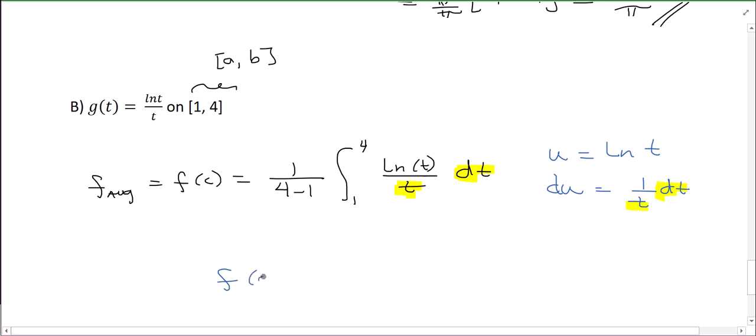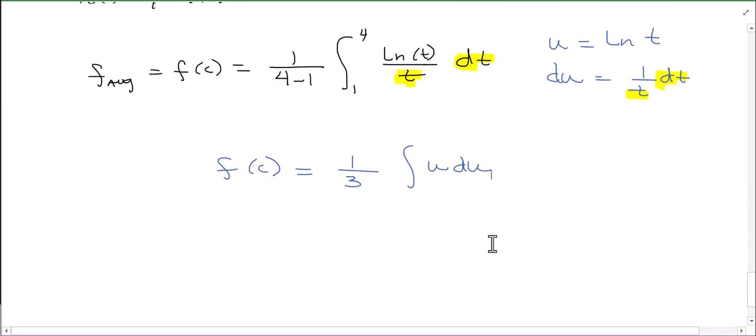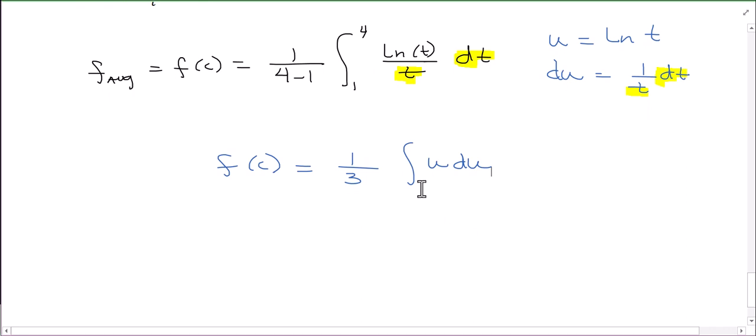So now we can say, what is the new integral? Our f of c will be 1 over 3, right? 4 minus 1 is 3. And the integral of u du. And here again you have the option, I've done it in prior videos with u substitution. You can either leave it like this and integrate and put it back in terms of the original variable, or using your substitution you can change your limits of integration. That way you don't have to go back to the original variable. I'm going to not put my limits of integration, and I'm going to go back to the original variable.